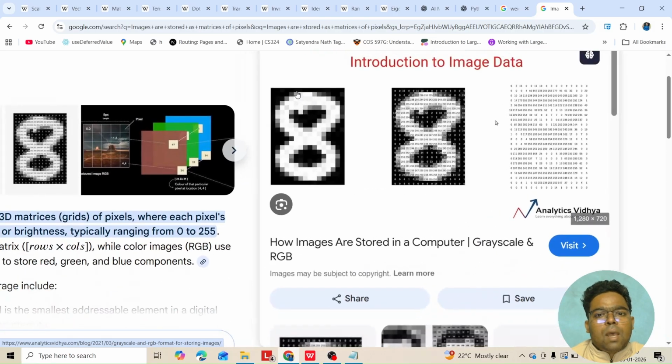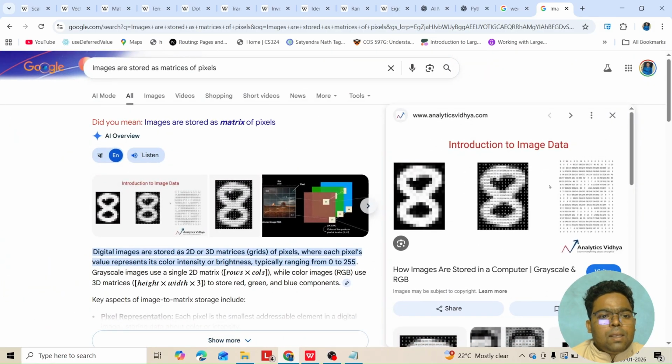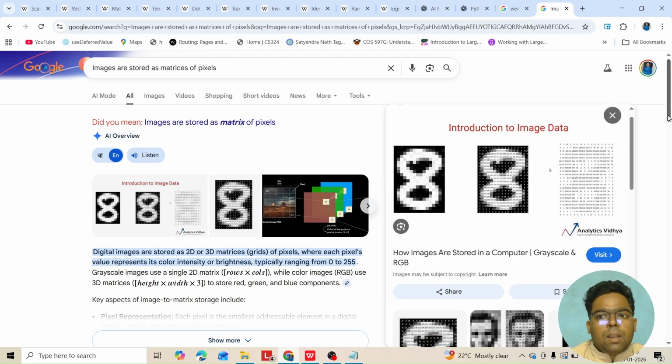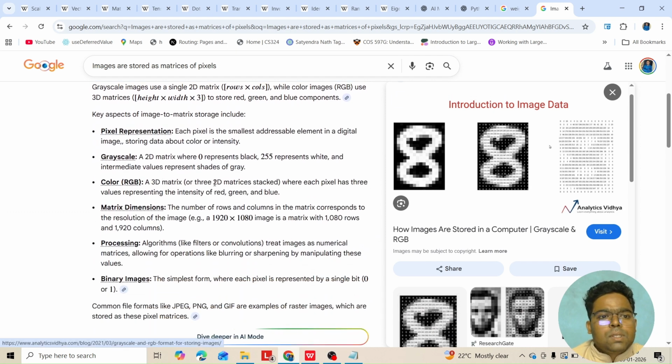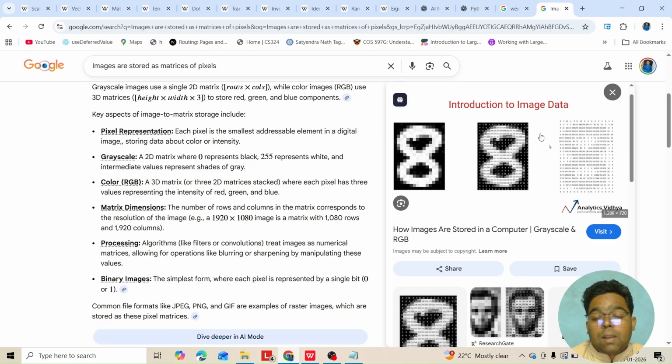So that's the dimension I'm talking about: digital images are stored as 2D or 3D matrices. A color image is different, but a grayscale image is a 2D matrix, where 0 represents black and 255 represents white, and intermediate values represent shades of gray. If I say color, then it goes to RGB, a 3D matrix, where each pixel has three values representing the density of red, green and blue, RGB.